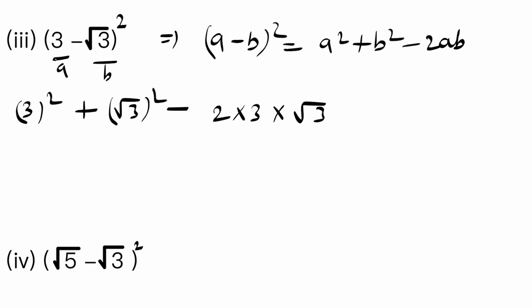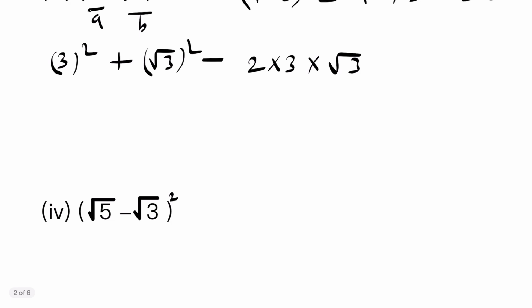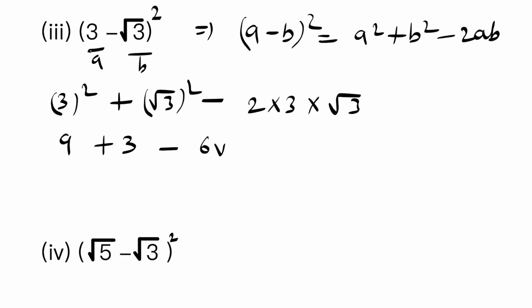So 3 square is equals to 9, and this root 3 square will become 3, and this is 2 3 is 6 and root 3. So this is 9 plus 3, which is equals to 12, and this is minus 6 root 3.